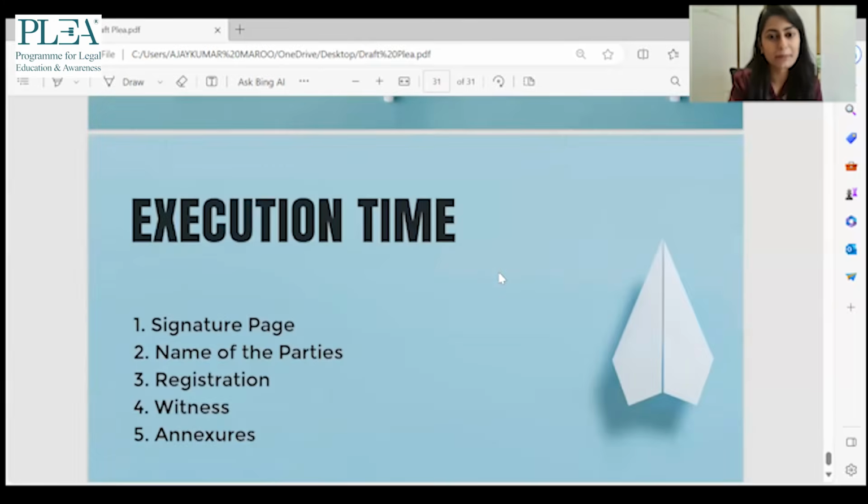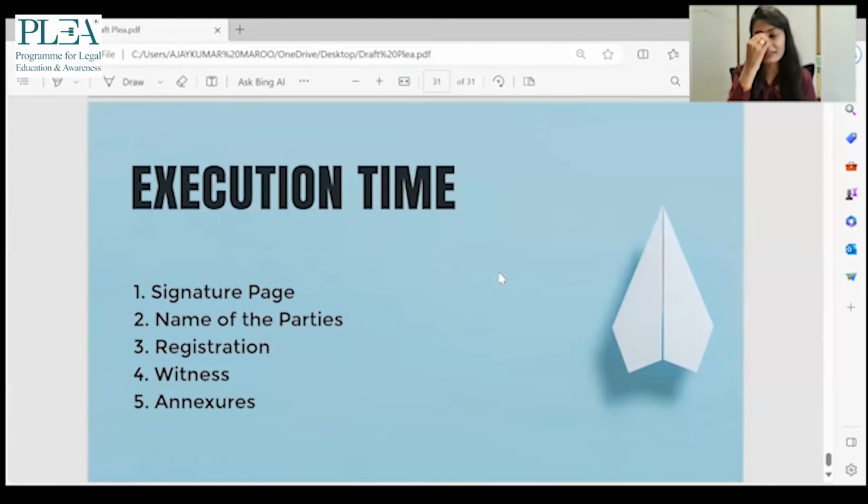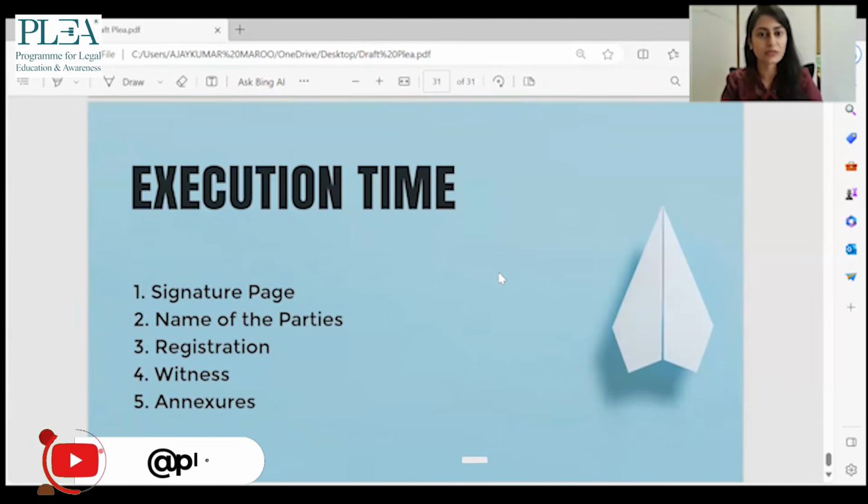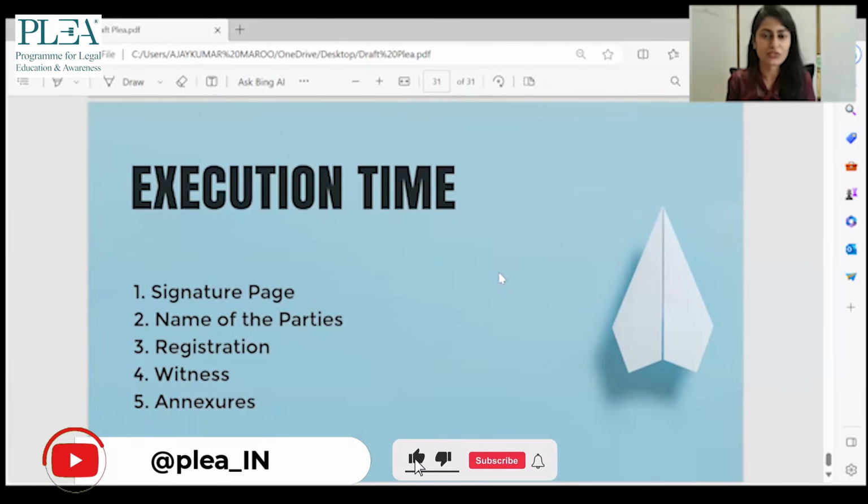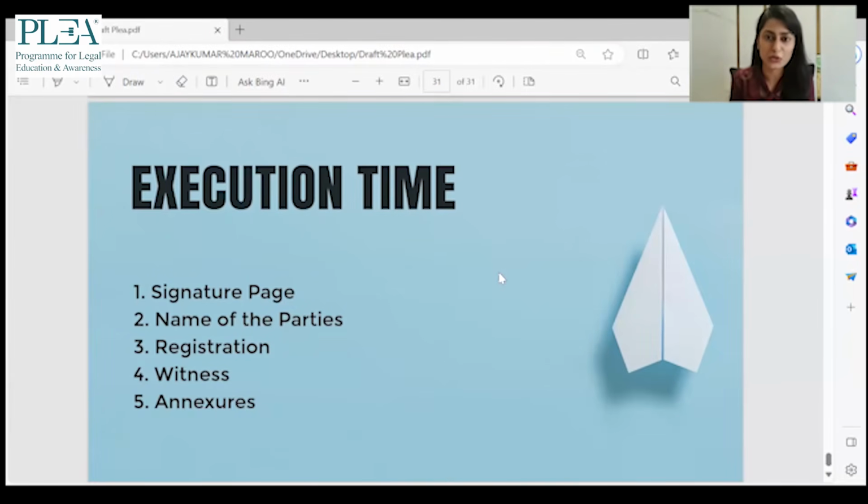Then comes the signing and sealing part. Of course, as I said, before you go for registration, you should be very thorough with your draft. Everything should be proper. Not even a single mistake should be there in the draft, because you can't call the party and then waste an hour or two in the registration office, because as it is, they're already frustrated because so much time has gone in the registration office.